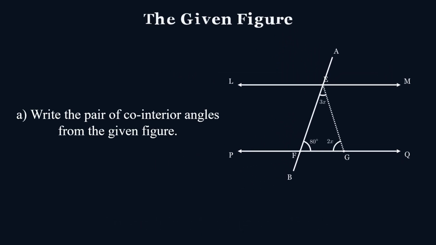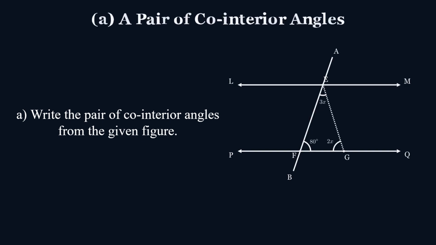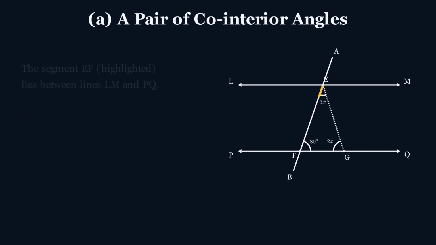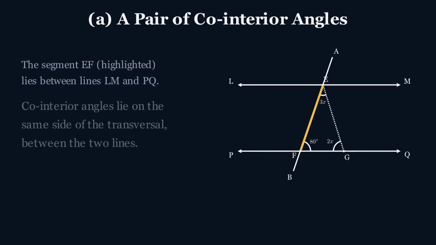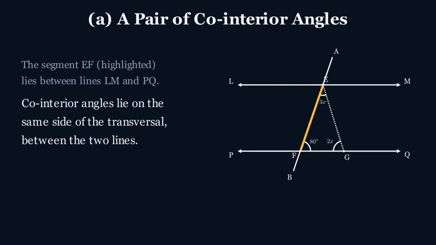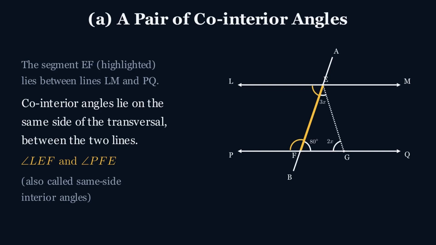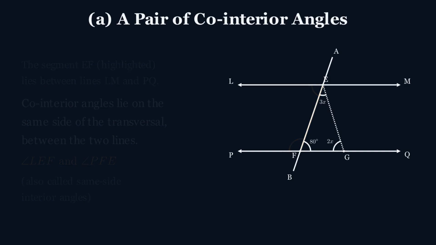Question A. Write the pair of co-interior angles from the given figure. Here, in the figure, highlight segment EF, which lies between the parallel lines LM and PQ, and this line EF is a transversal. Co-interior angles are two angles on the same side, interior angles on the transversal, between parallel lines. So, the yellow-colored angles, angle LEF and angle PFE, are the pair of co-interior angles.